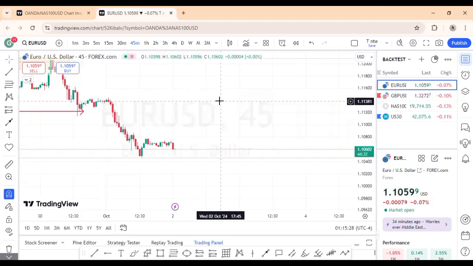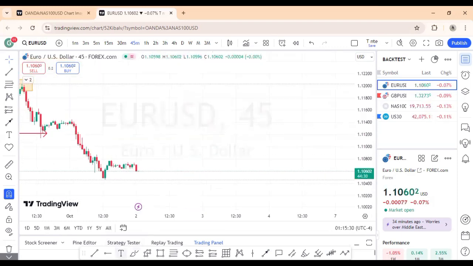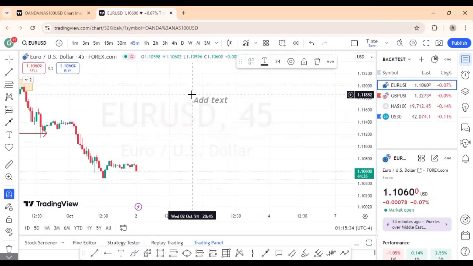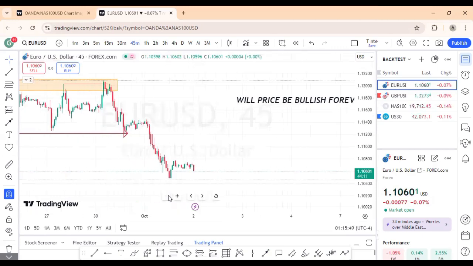All right, so let's now look at what we call the breakout structure. Someone might be asking me, since you have explained bullish and bearish markets, will price be bullish forever? Will price be bullish forever? So how do we know that the market has changed?